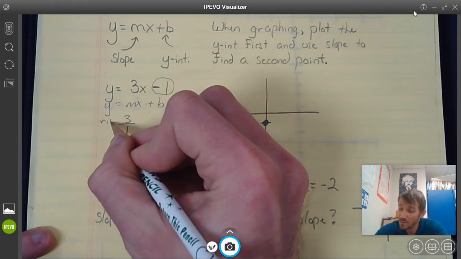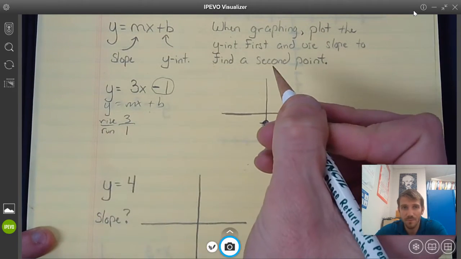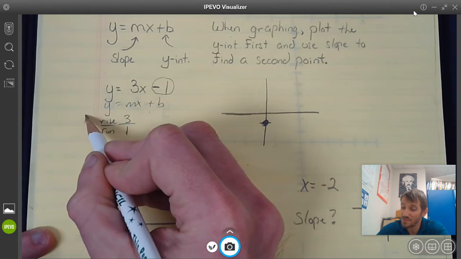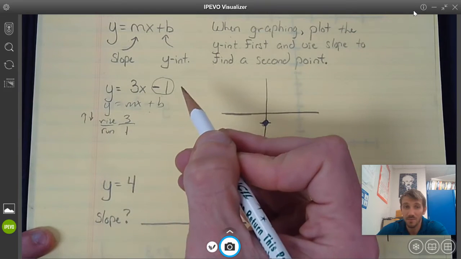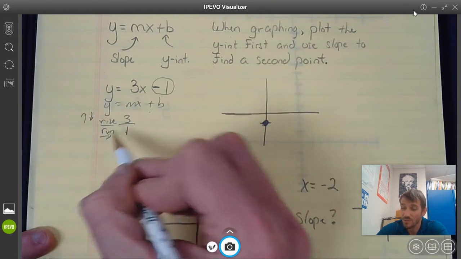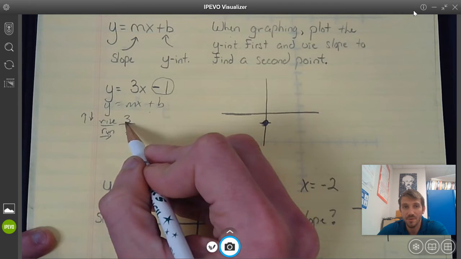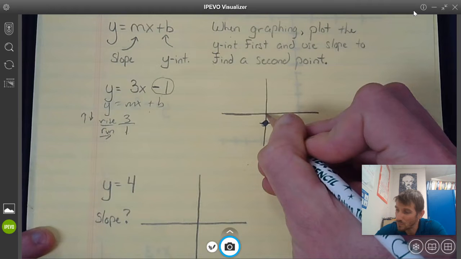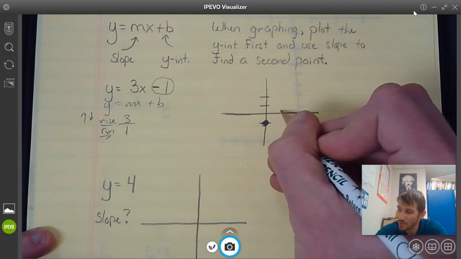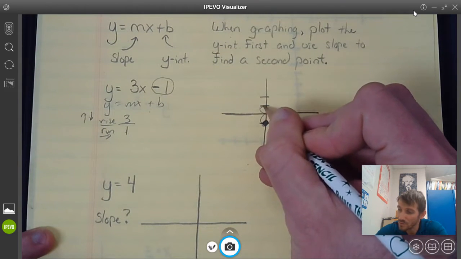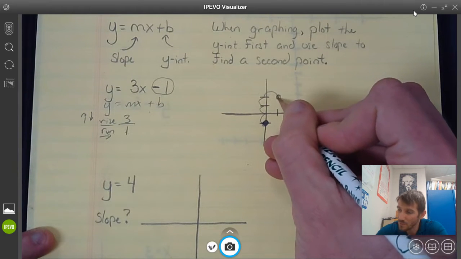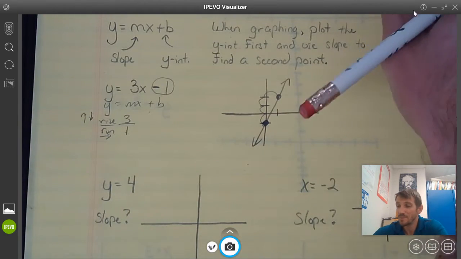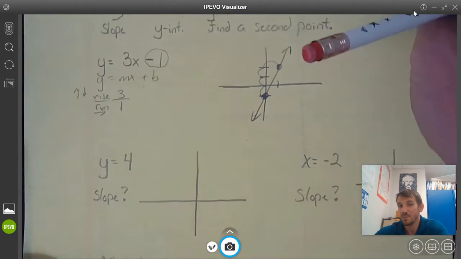And slope can be written as rise over run. So I'm going to rise 3 and run 1. Rise, if it's positive, is up. If it's negative, it's down. And run is always to the right. So I'm going to rise 3 and then go to the right 1. So from my point, I'm going to rise up 1, 2, 3, and go to the right 1. So 1, 2, 3 over 1. And there's my line.